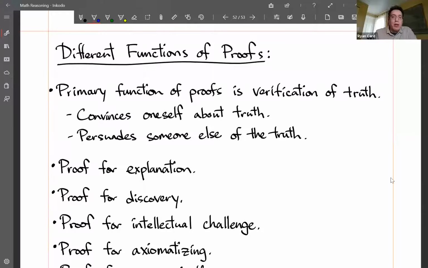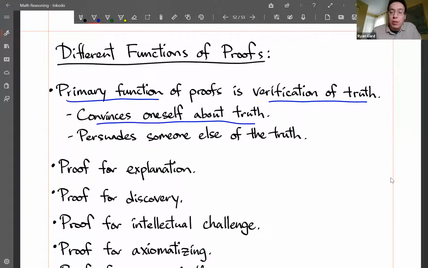Okay. So definitely the primary function of proofs is verification of the truth. So you want to see if a particular fact is true or not. You could write down a proof to convince yourself that it's true. So maybe you have a conjecture like, hey, I see this pattern quite frequently. I wonder if it's always this. And then you can try to prove it to convince yourself that it is true.